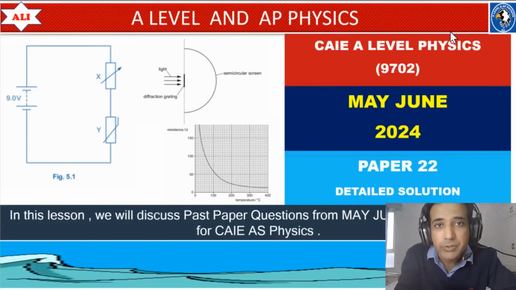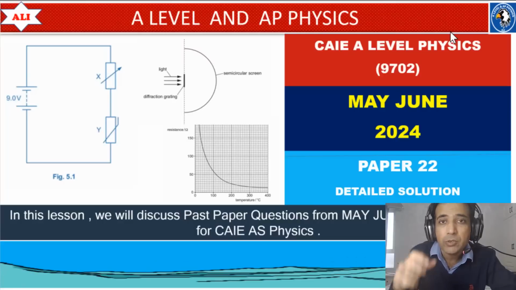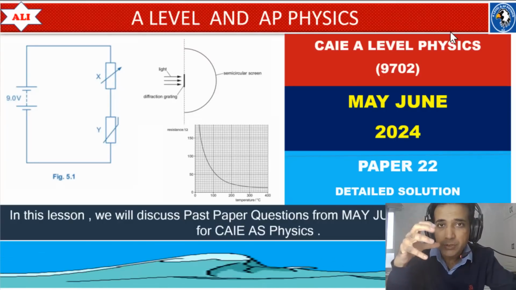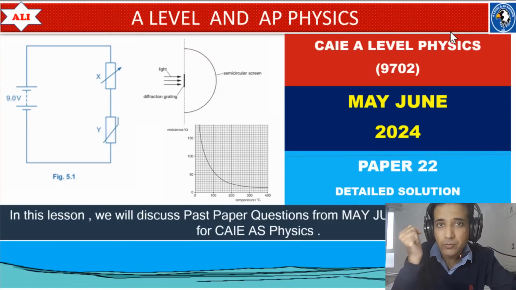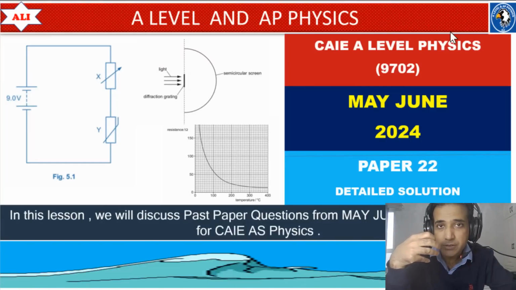In today's lesson, we will discuss past paper questions from May June 2024, Paper 2, Variant 2. As always, we will discuss these questions in detail so you can improve your conceptual understanding of physics and also have a better understanding of these exam questions.